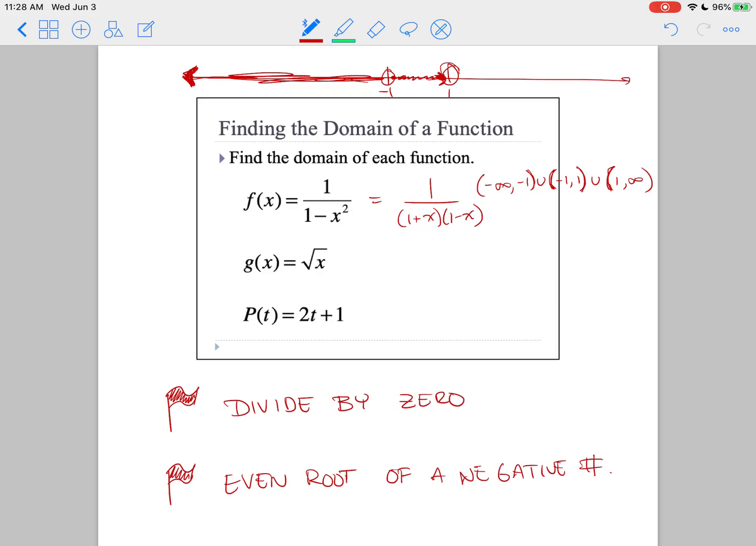If you want to write that out using words, you can, but if this is multiple choice, they're not going to give you that as a choice. They're going to write it in interval notation. You should know interval notation.